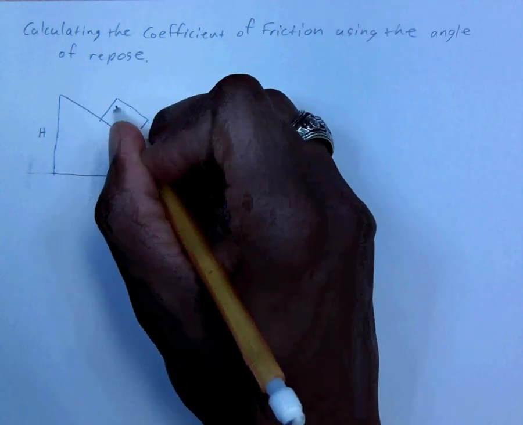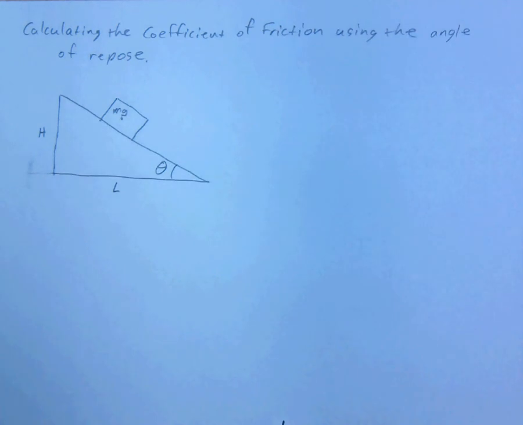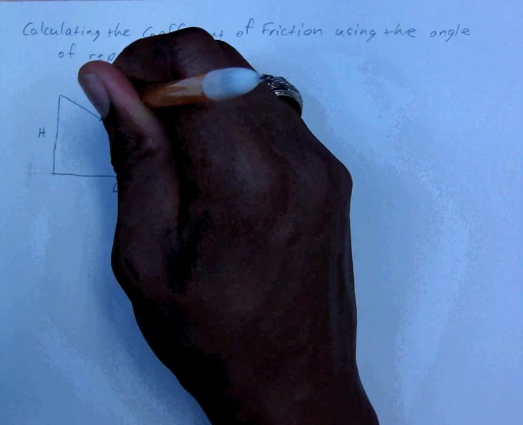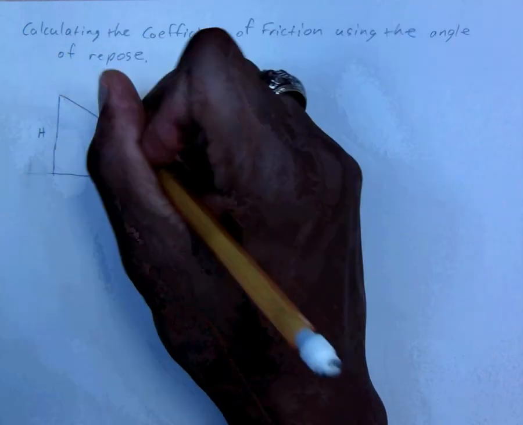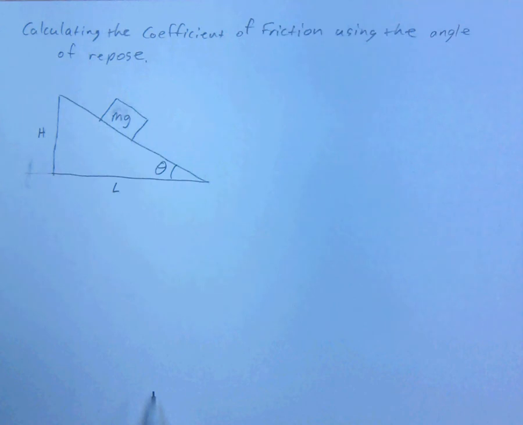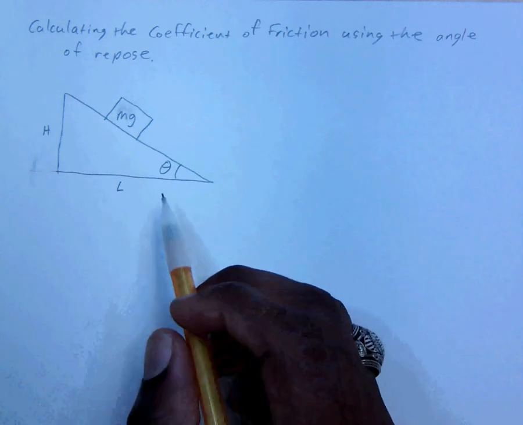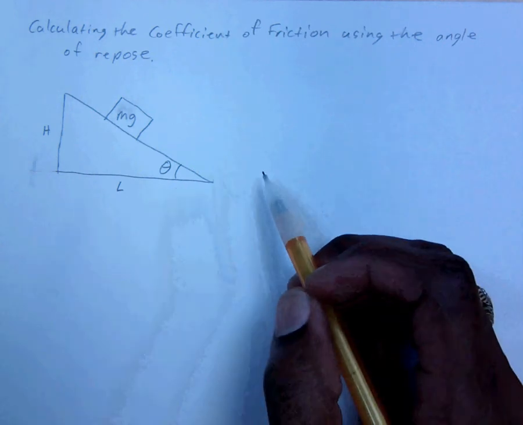Okay, so we're going to assume here that we have a weight, and we're just going to call that weight mg. So we have a weight here, mg, so that's a mass, times the acceleration of gravity. All right. Now, from this point, what we're going to do is draw our free body diagram.